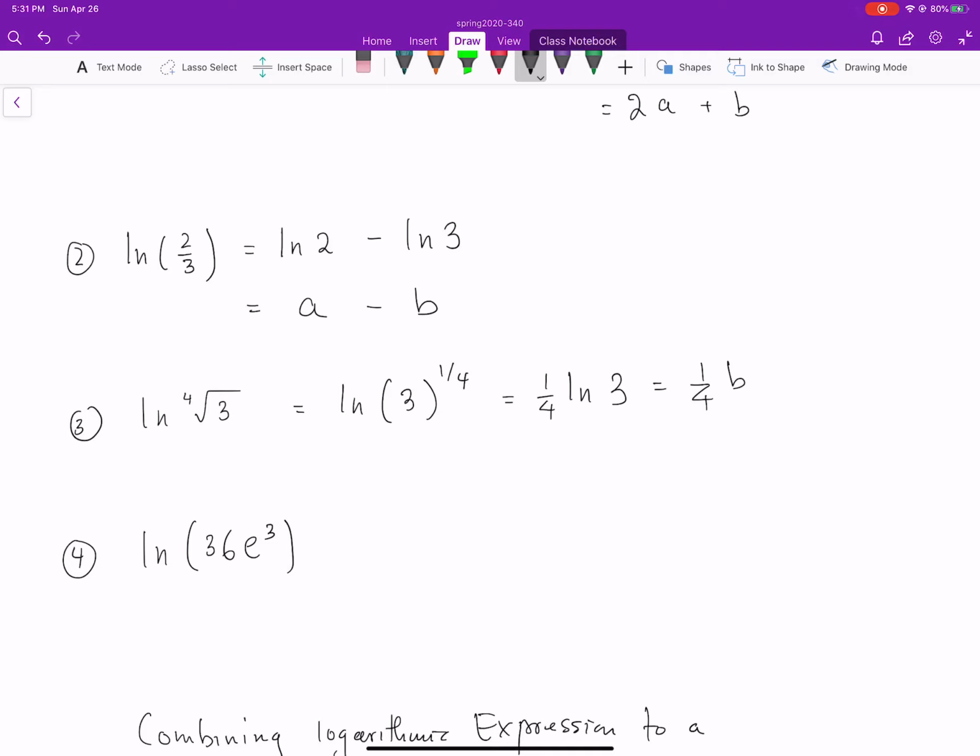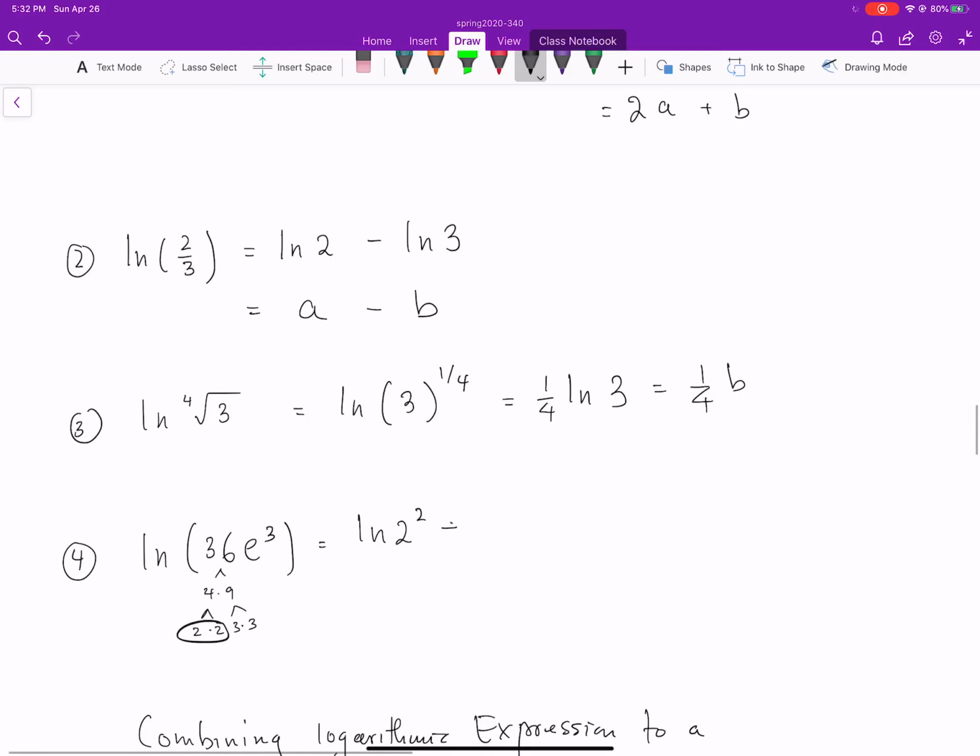Now let's look at 36. So 36 is equal to, you can think about 36, some nice factors are 4 times 9. And I like that because 4 is 2 times 2, and 9 is 3 times 3. So I really split this up nicely as ln 2 squared coming from here, plus, well, let me not be too quick. Let's split this up nicely. So initially, this is the same as ln 36 plus ln e to the cubed.